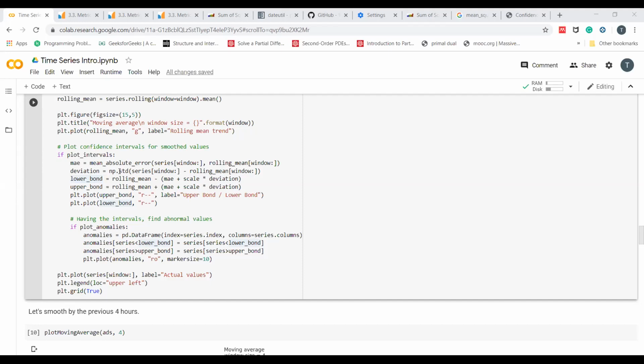So this lower bound and upper bound is just, if you guys are familiar with statistics, so how to explain this?